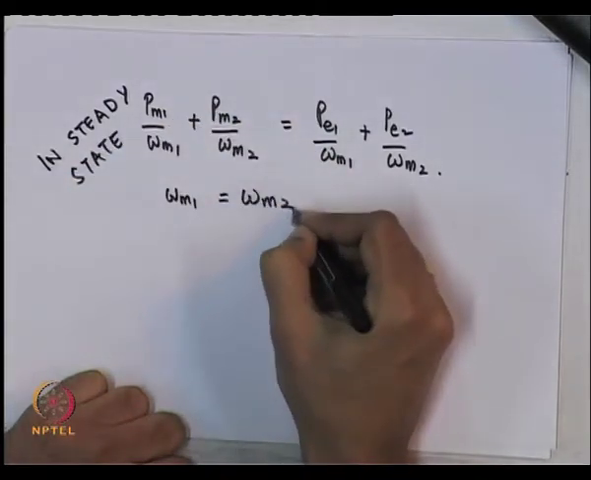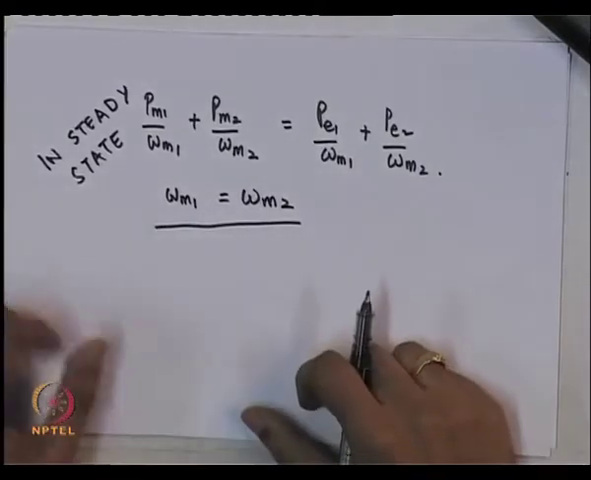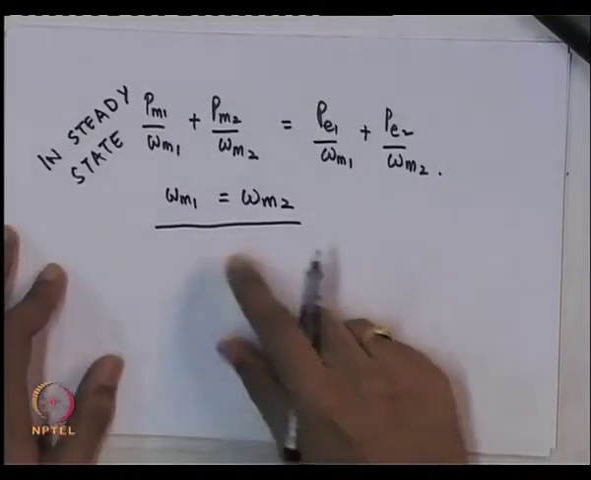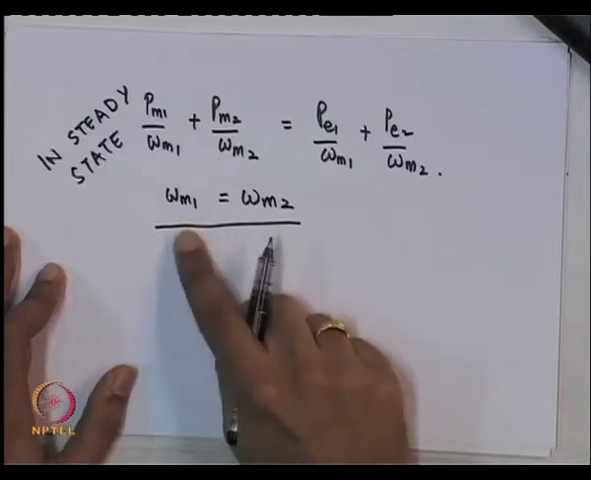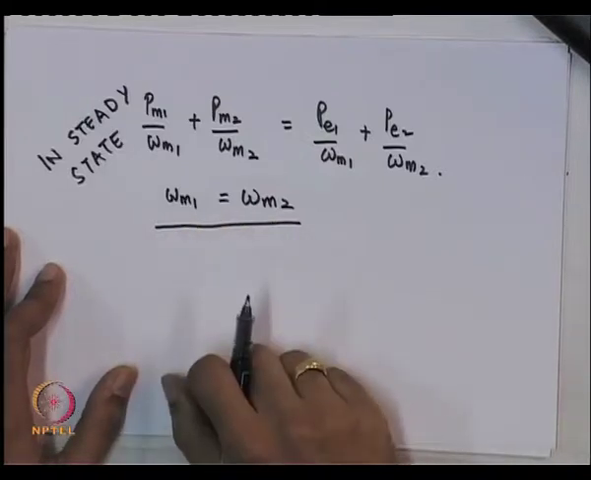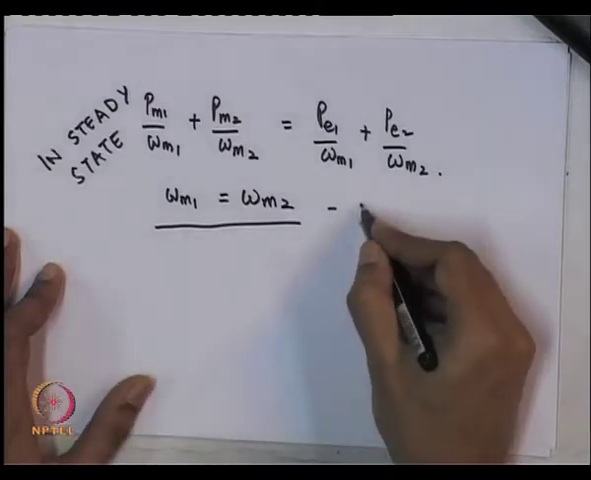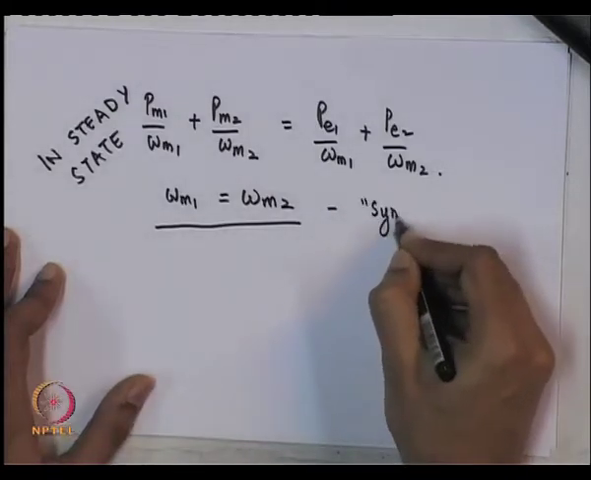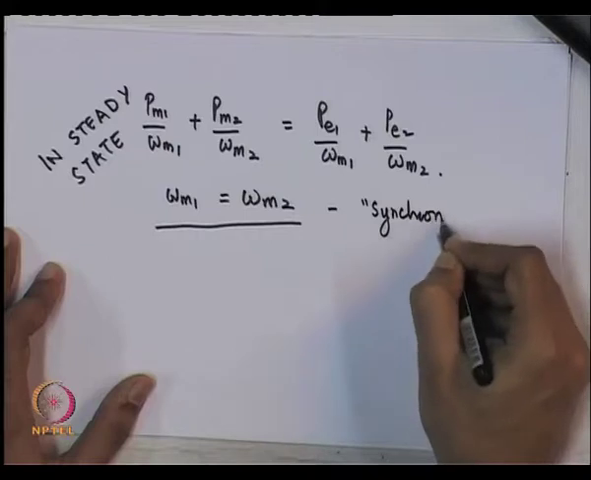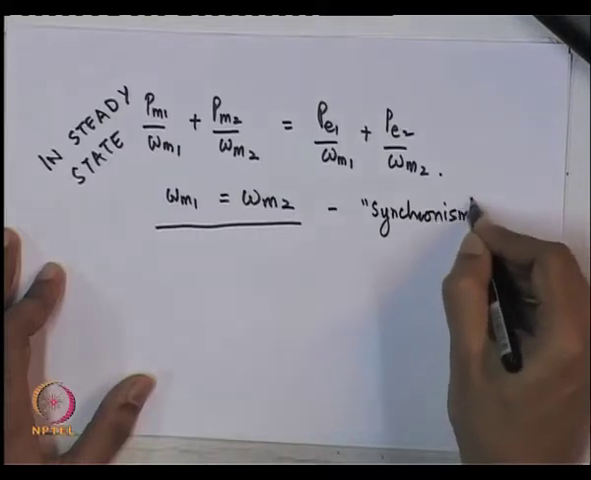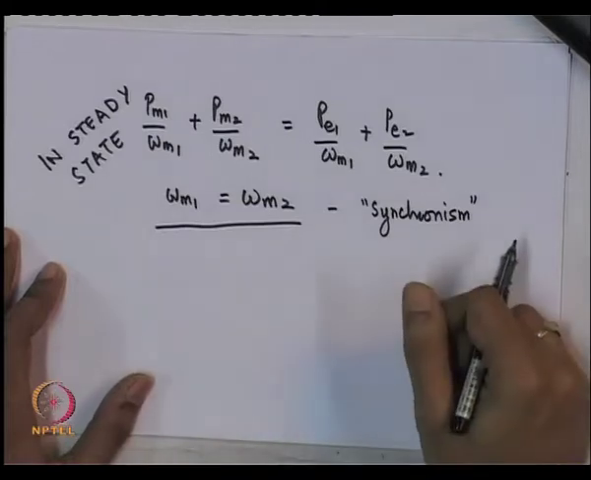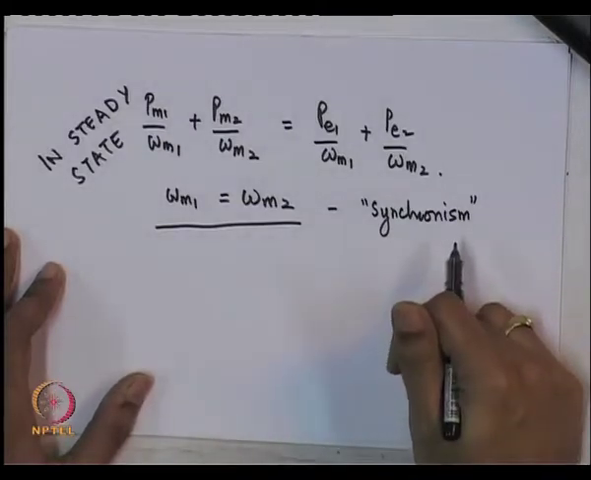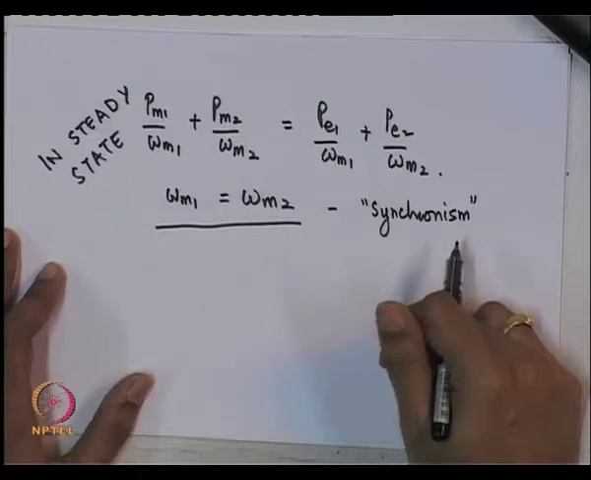Why is this so? Assuming that the machines have the same number of poles, what it means here is that the mechanical speeds have to be equal in steady state. That is basically the synchronism condition. We have seen this in the previous lecture, that if the speeds are not equal or the frequencies of the two generators are not equal, you may have a loss of synchronism phenomenon.